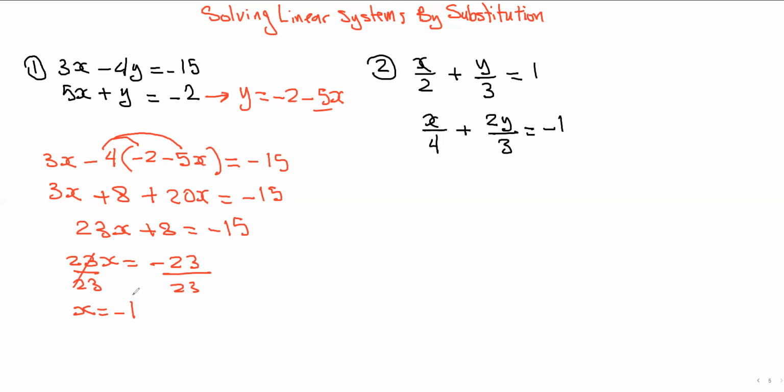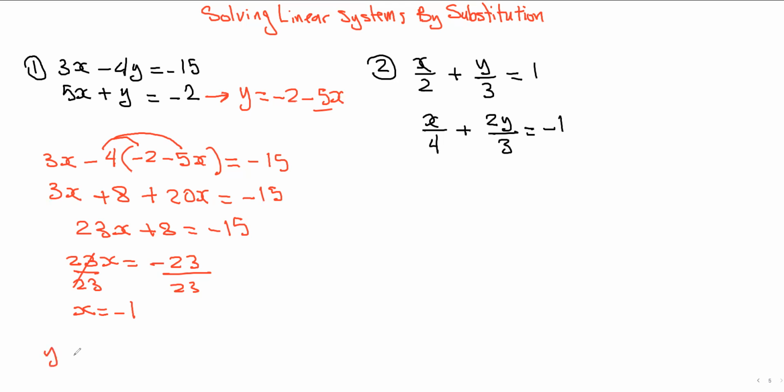Now, of course, when we're solving linear systems, we're trying to find the point where the two graphs or the two lines meet. Where the two lines meet, it's a coordinate. It's an x value and a y value. So we found the x value, but we haven't found the y value. To find the y value, it's always good to go to this equation right here. Since it's already solved for y, then you don't have to do much. Take that -1, sub it into the x right here.